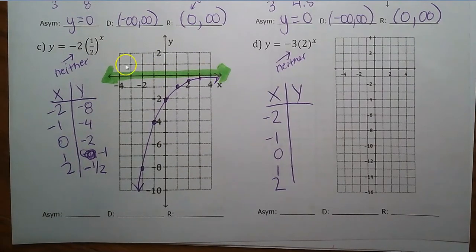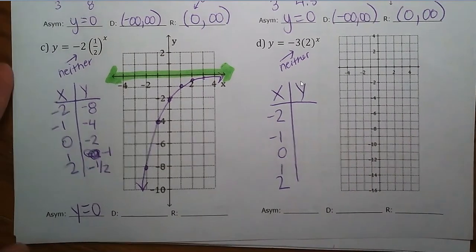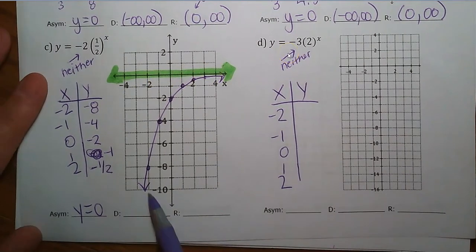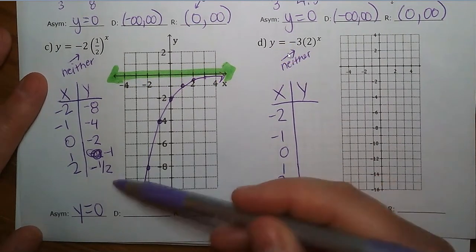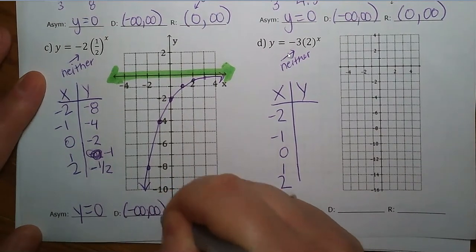Now, the asymptote is still the x-axis. In this case, we're going to get really close as we continue here, but we're never going to touch it, never going to go over it. So y equals 0, nice horizontal line where all the y coordinates are 0. The domain, I know this is going down, but this is still going left and this is still going right, so still negative infinity to infinity.